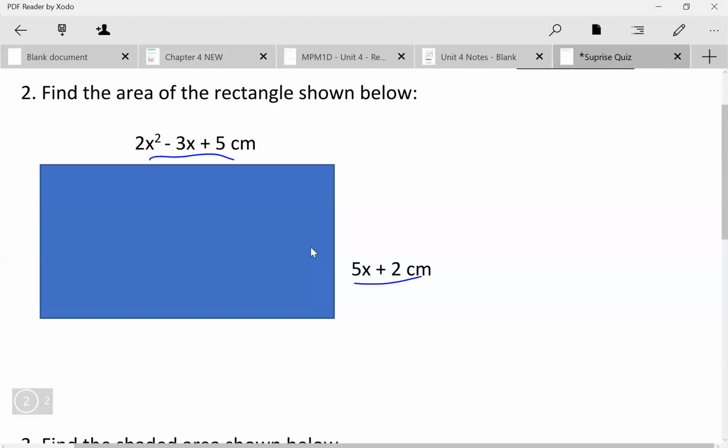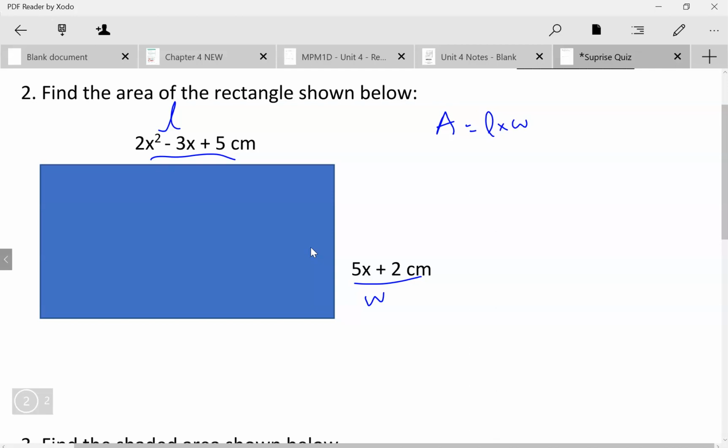Here we have two expressions given for the length of the rectangle and the width of the rectangle, and we know that the area of the rectangle is just length times width. It is important here to put brackets.